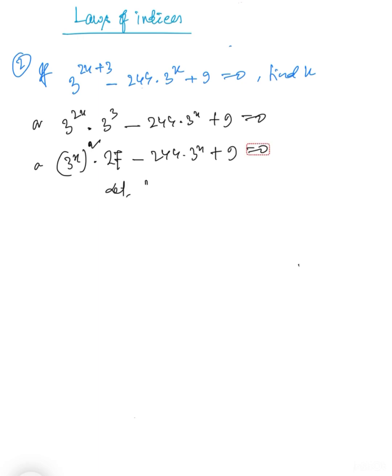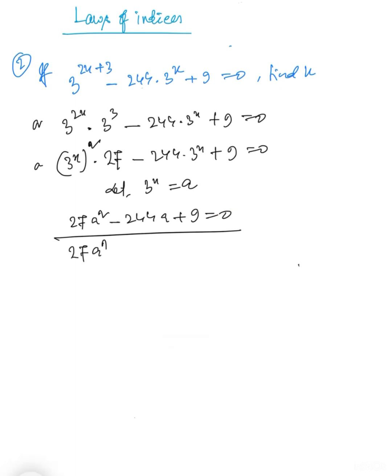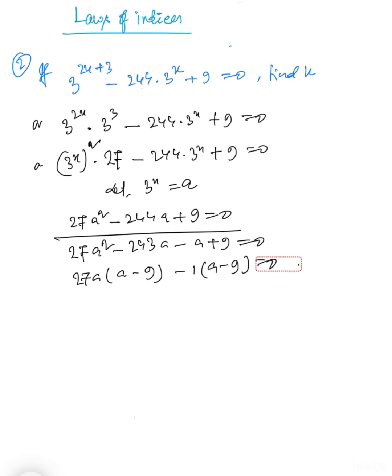So if we take 3 to the power x equal to a, then the equation reduces to 27a square minus 244a plus 9 equals 0. Okay, this is a quadratic equation. You need to factorize. You can stop the video here and do it yourself, or rather follow my steps. 27a square minus 243a minus a plus 9, 27a common, a minus 9 minus 1 into a minus 9. So it becomes 27a minus 1 into a minus 9 equals 0.